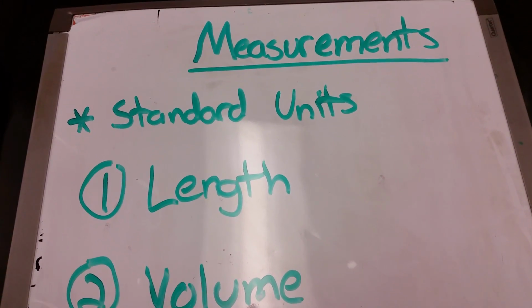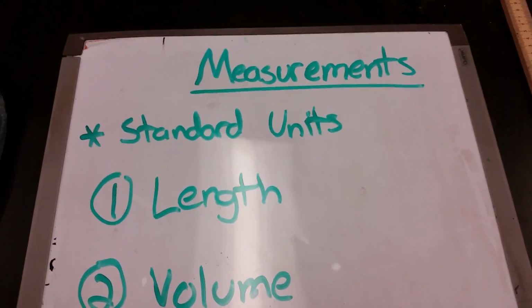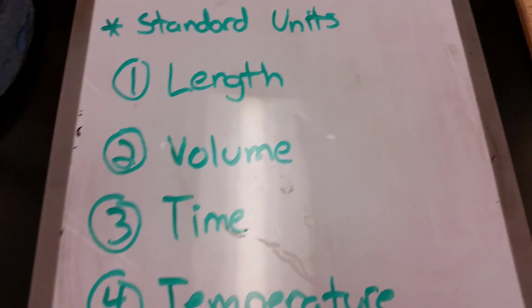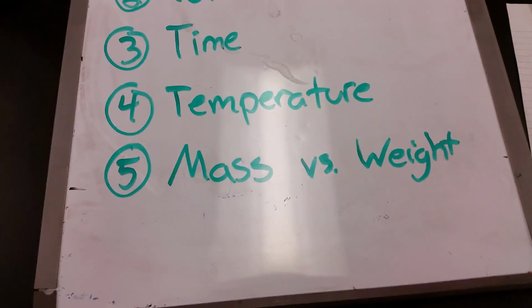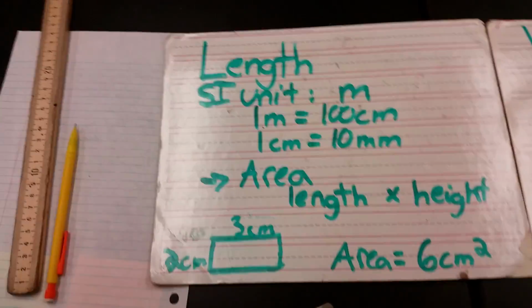Today we're going to talk about measurements. So there's standard units for each of the measurements we're going to talk about. We're going to start with length, then we're going to move to volume, time, temperature, and then mass versus weight and what that means. So let's start with length.